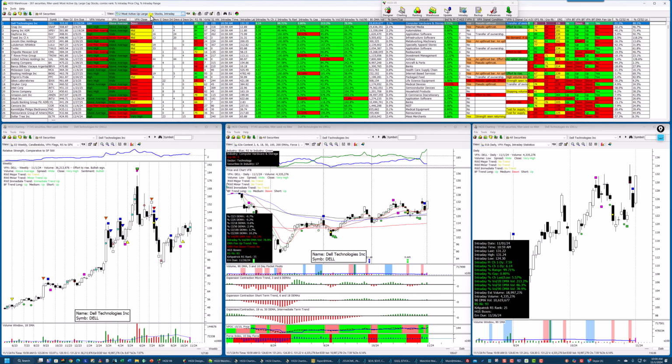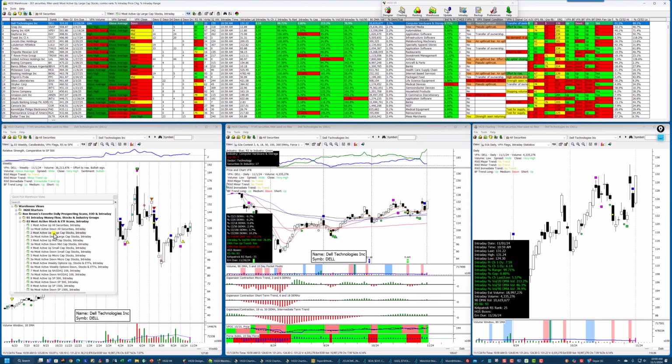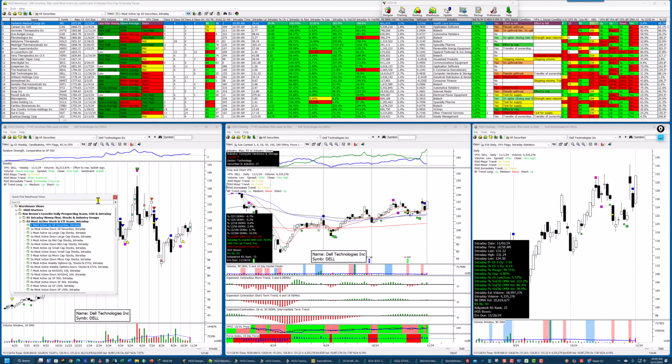Right now, if I do most active up securities, all securities intraday, it is locating stocks that are very active, and you can see there's a bunch of them today because it's a strong day in the broader markets after a really poor day yesterday. So there's 944. That's an awful lot of stocks.